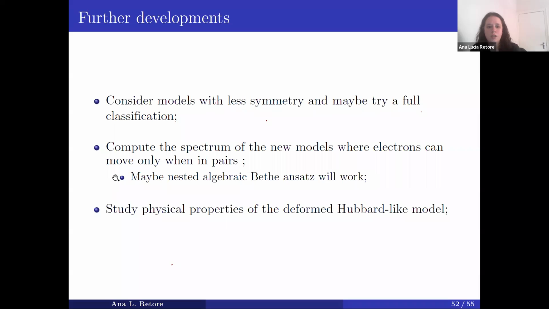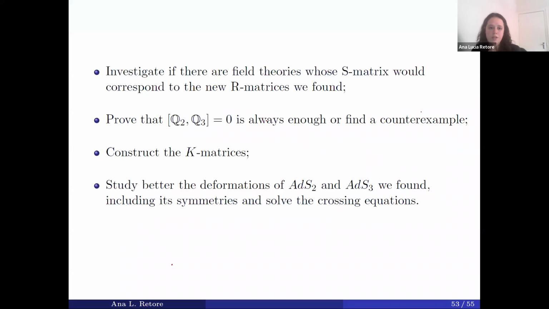So yeah, and then I had put these, but now I agree I have to check about crossing symmetry. So maybe you cannot even do Bethe ansatz. You have to find an alternative. But maybe, I don't know, Q operators or something could work. I don't know. Yeah, this deformed Hubbard-like model, that in principle is interesting.